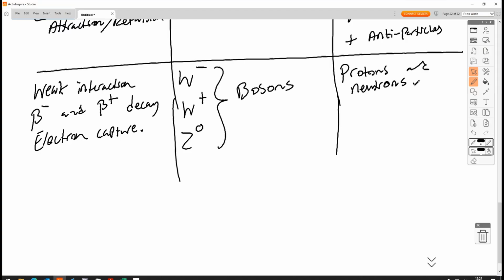Yes. For the particles for weak interaction, electron capture should be... We haven't looked at electron capture yet, but I'm going to show you that. We're going to look at that on the next page. So let's start a new page.